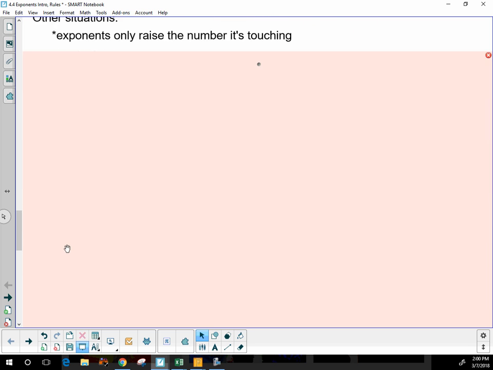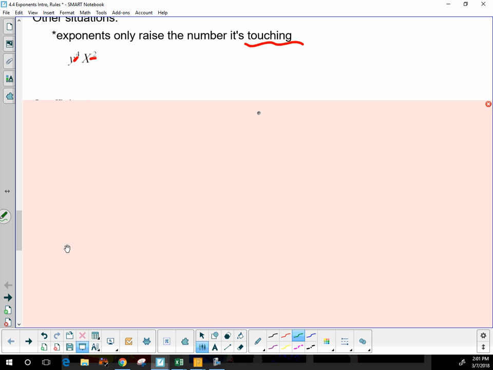Okay, so what I mean by that is when you look at something like this, you know that it's y to the 4th. That 4 only applies to this number. Now again, they're not physically touching, but the one it's right on top of. And this is x squared. That 2 only refers to the x. So when you look at something, let me give you some other examples here.